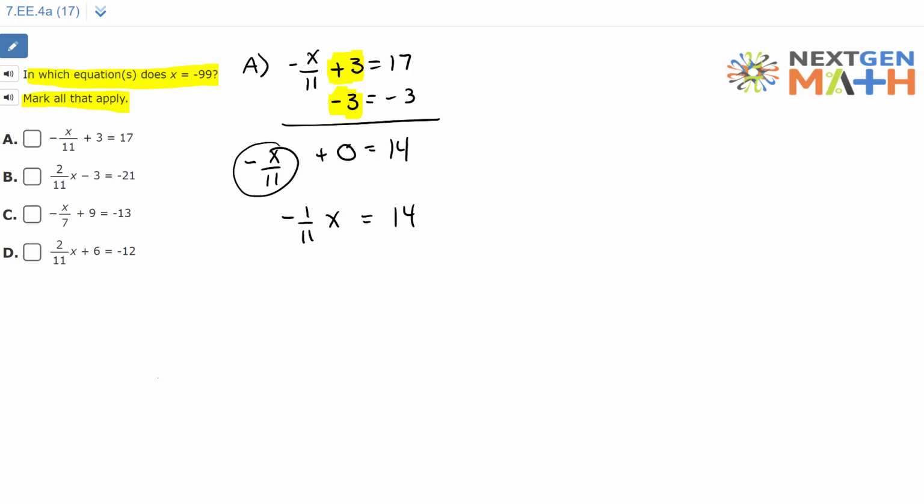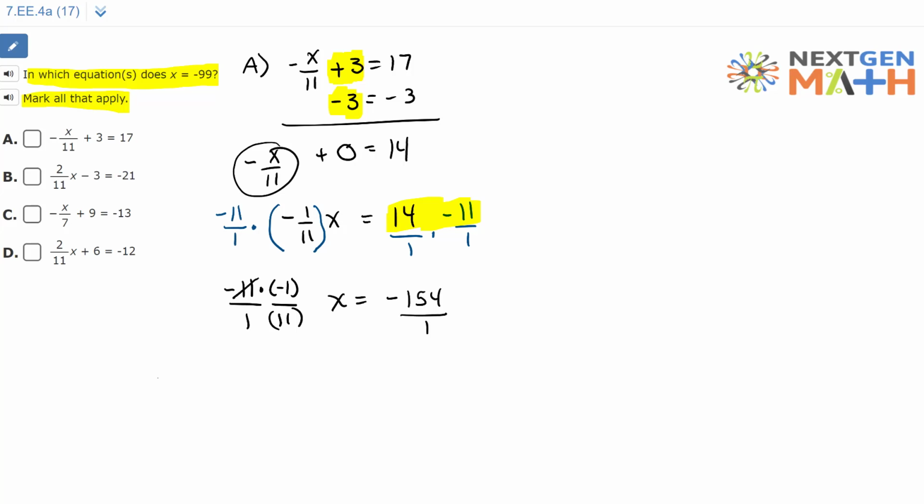Next, we're going to multiply each side by the reciprocal, because our goal is 1x. To get to 1x, we multiply each side by the reciprocal of that coefficient, which is negative 11 over 1, and we do that to this side as well. We can rewrite this as negative 11 times negative 1 over 11, all multiplied by x, equals 14 times negative 11, which equals negative 154 over 1.